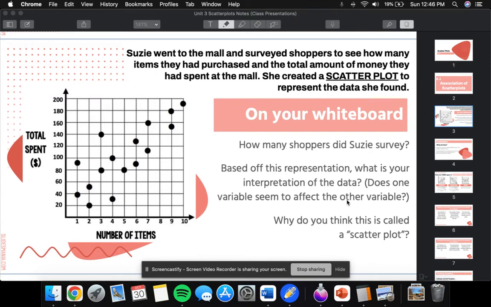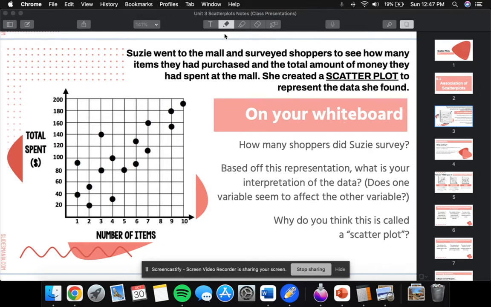It says Susie went to the mall and surveyed shoppers to see how many items they had purchased and the total amount of money they had spent at the mall. She created a scatter plot to represent the data she found. If we were together, we would have us write on the whiteboard, but I'm just going to answer this via Edpuzzle. So the first question is how many shoppers did Susie survey?